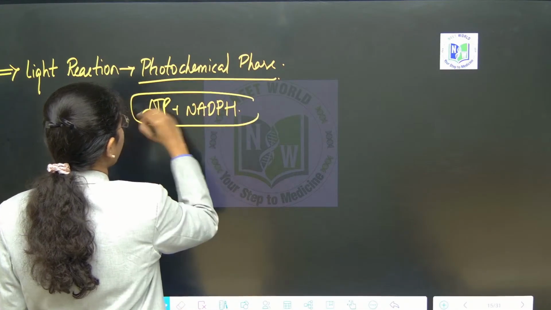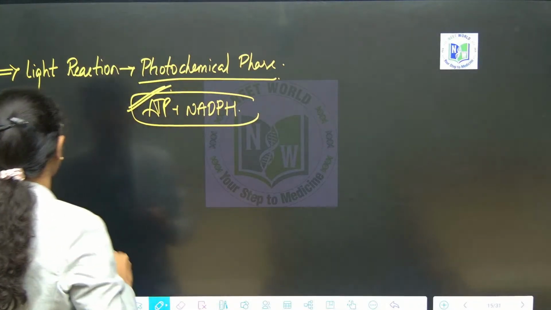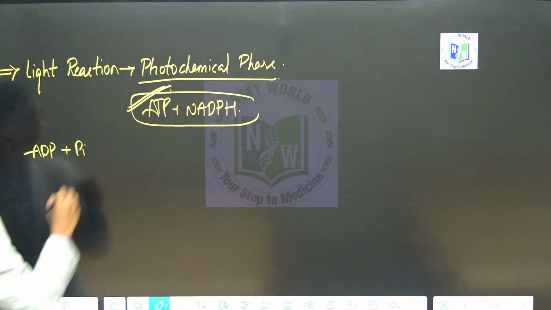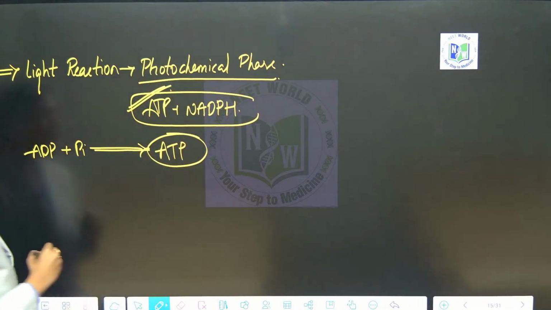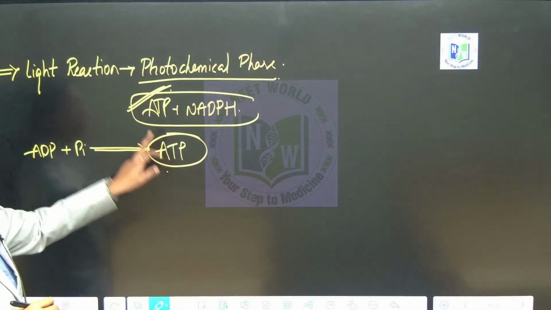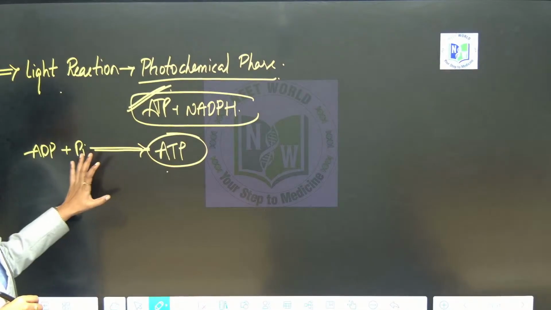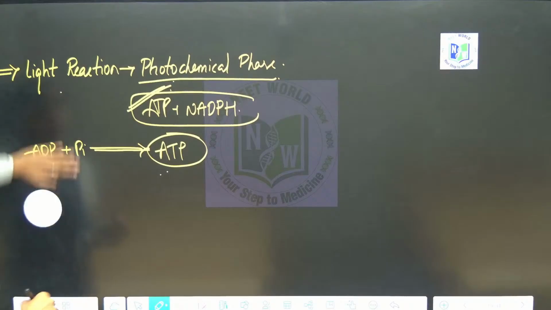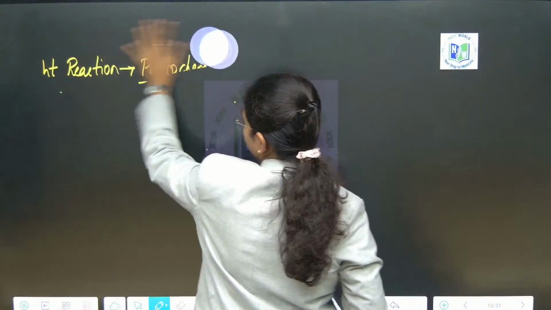How is ATP formed? By photophosphorylation. ADP and inorganic phosphate which is present in the stroma will turn out to form ATP. For this, energy is required, and as it takes place in the presence of sunlight, it is addressed as photophosphorylation. I hope the term is clear to you. So here, as ATP phosphorylation is occurring in the presence of light, it is known as photophosphorylation.